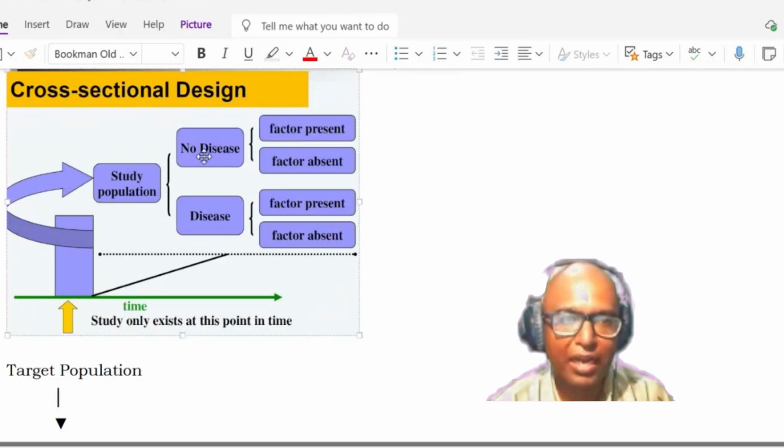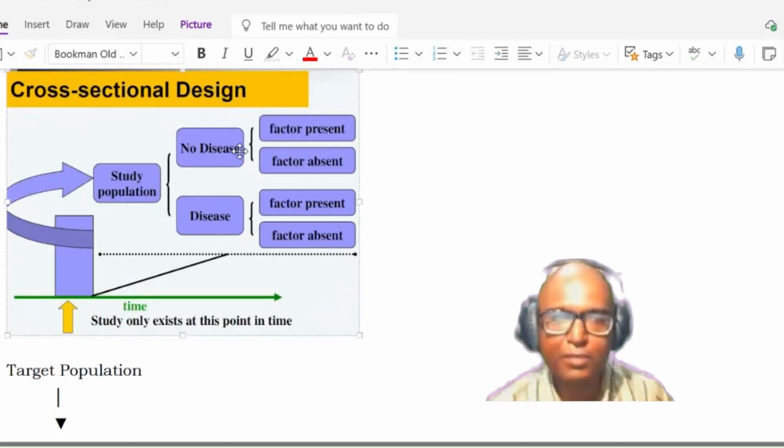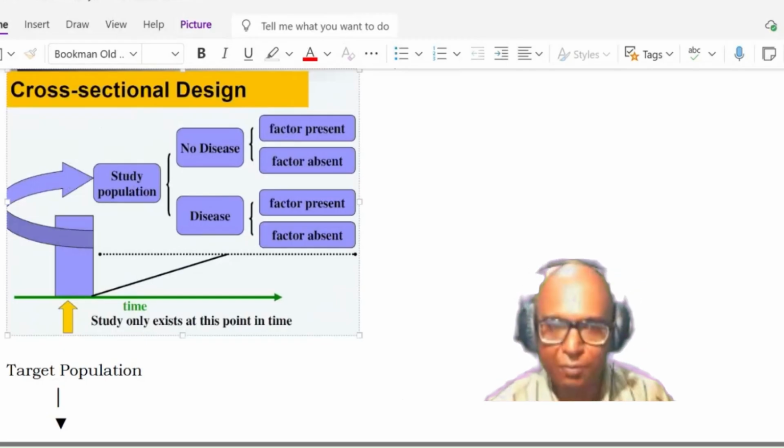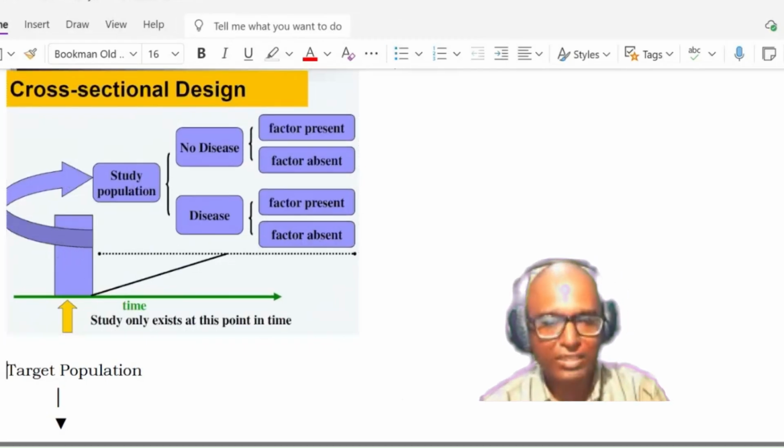The study population had a group with no disease and a group with disease. In the no-disease patients, you look for whether the exposure was present or absent. Same thing in the disease group: the exposure or the factor was present or the factor is absent. So this is a snapshot study. Okay, that is the cross-sectional study.